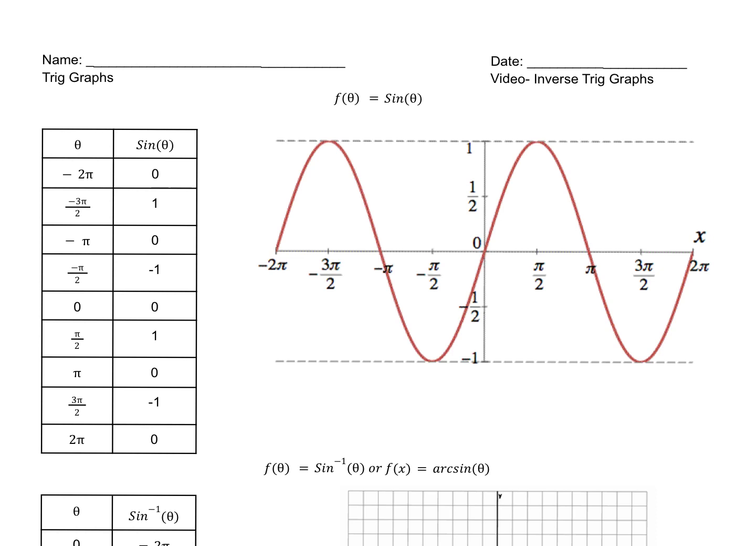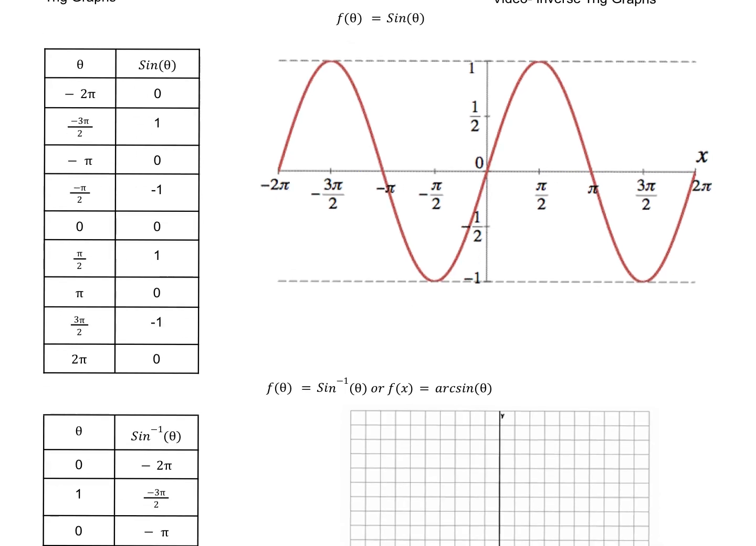Hi everyone, in today's video we're going to talk about inverse trig graphs. So on your paper you're going to see the graph of sine. I graphed it from negative 2 pi to 2 pi and I put the chart of the values here. So for example, at negative 2 pi on the angle at theta, the value of the function is 0. And another example, negative pi over 2. So at negative pi over 2, the graph is down here at negative 1. So this table makes up all the points for this sine graph.